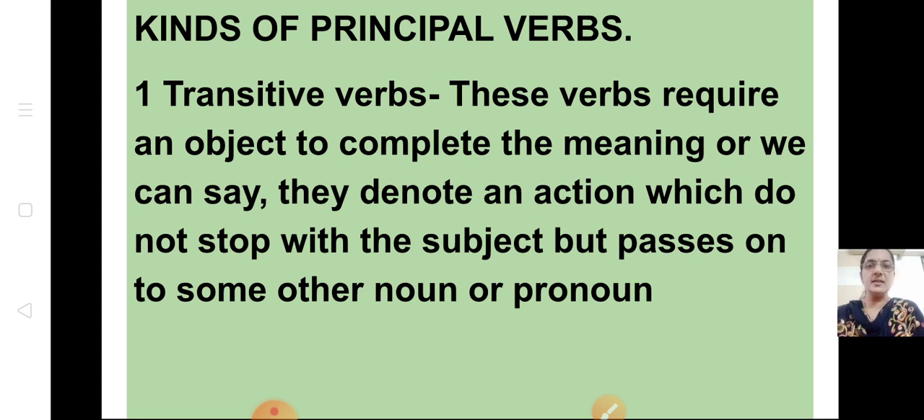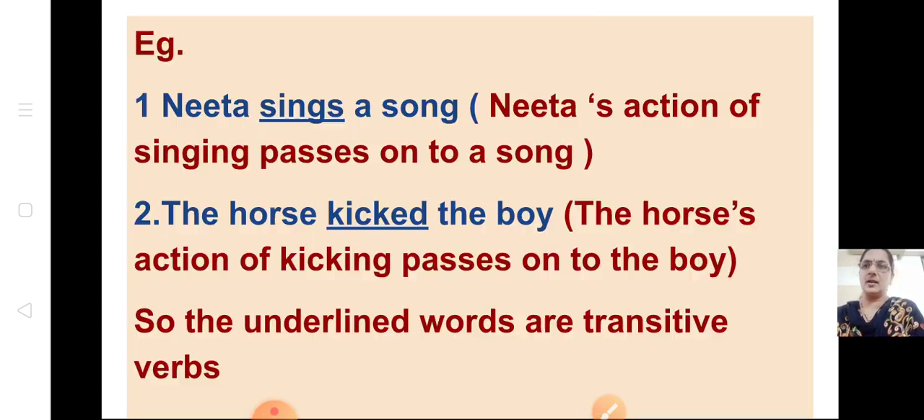What is meant by transitive verbs? These verbs require an object to complete the meaning, or we can say they denote an action which does not stop with the subject but passes on to some other noun or pronoun. I'll give you a sentence example so you'll understand better. See, Neeta sings a song. Neeta's action of singing is passing on to what? To the song. Neeta sings what? A song.